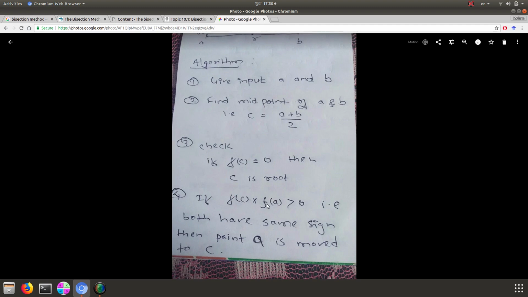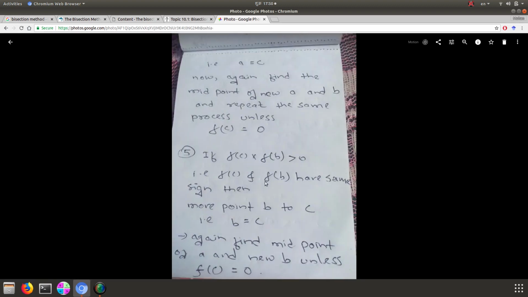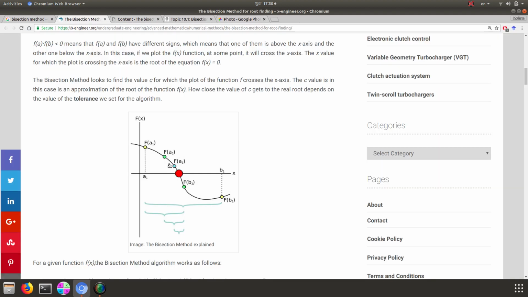Now if this does not happen, and if f of C is also not equal to 0, then we may have the next condition, that is f of C and f of B have the same sign. On the graph you can see if C does not lie towards this side from the root, then of course C may lie towards this side from this root. So now if that midpoint lies towards this side, then there is no point of keeping this point. So we move B from here to the C.